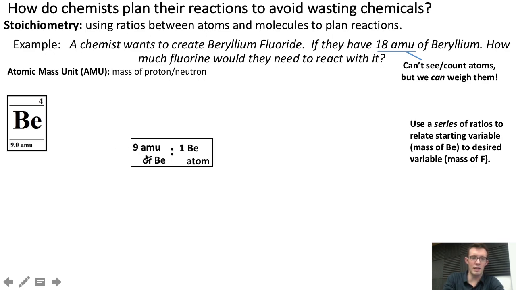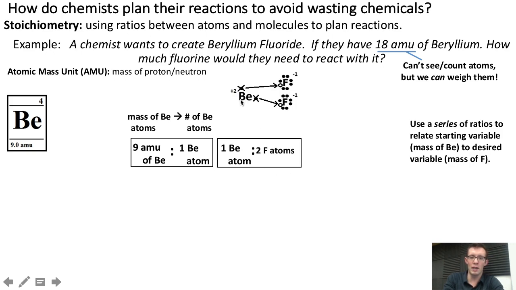For instance, a chemist, by looking at the periodic table, could know that for every 9 atomic mass units of beryllium they would have 1 beryllium atom. And they can use this to convert their mass of the beryllium atoms into the number of beryllium atoms they have. Furthermore, by drawing out a Lewis structure for beryllium fluoride, they would know that for every beryllium atom they have, they would need 2 fluorine atoms. And so they can convert their number of beryllium atoms into the number of fluorine atoms that they need.